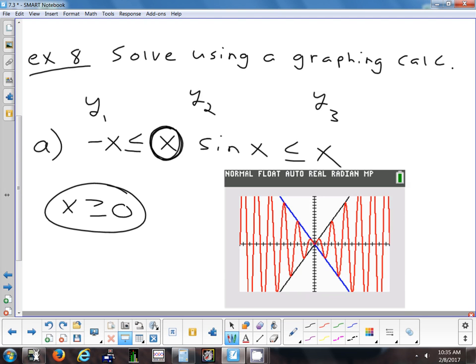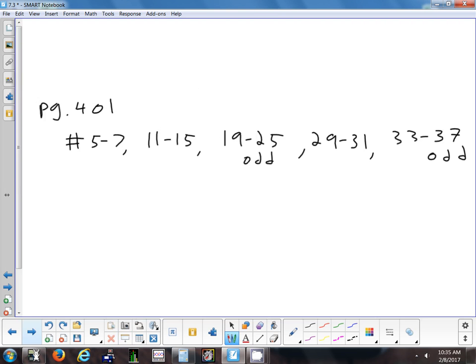Okay, and now the last thing we're going to take a look at is the homework. The homework is probably going to be due on Friday. It's page 401, and it's all graphing. You need a graphing calculator for pretty much every problem. So it's 5 through 7, 11 to 15, 19 to 25, just the odds, 29 through 31, and 33 to 37, just the odds. Do we have to draw the graph? No. You just do it on the calculator, and that's it.